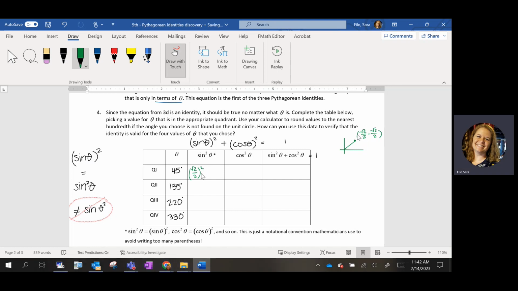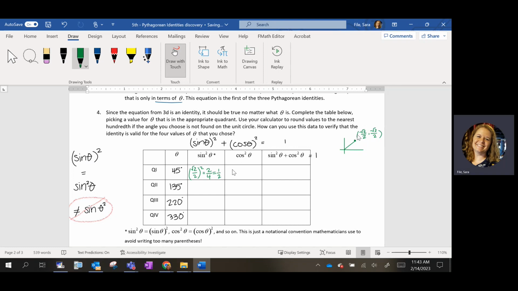When you square a fraction, you square both the numerator and the denominator. So when I square this numerator, what happens when I square square root? Yeah, I'm just left with what was underneath, which is the 2, right? What happens when I square 2? Does 2/4 reduce? All right, so I get 1/2 here.